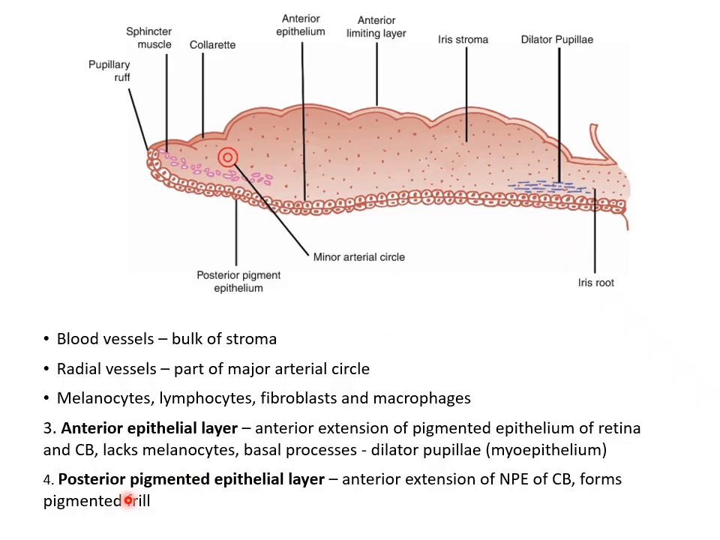So dilator pupillae is a type of modified smooth muscle which originates from the anterior non-pigmented epithelium of the iris. And the posterior pigmented epithelium of the iris, that is the posterior epithelial layer, is nothing but the anterior extension of the non-pigmented epithelium of the ciliary body. And it is this layer which travels a little anteriorly and gives rise to the pupillary ruff, which is visible on the slit lamp.